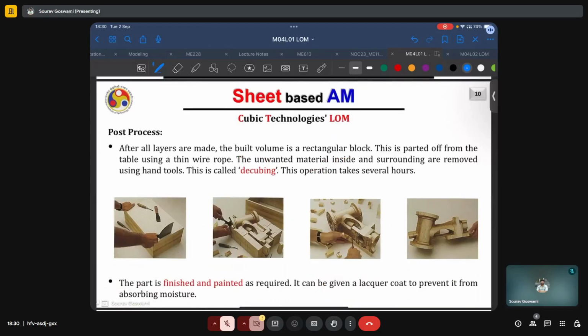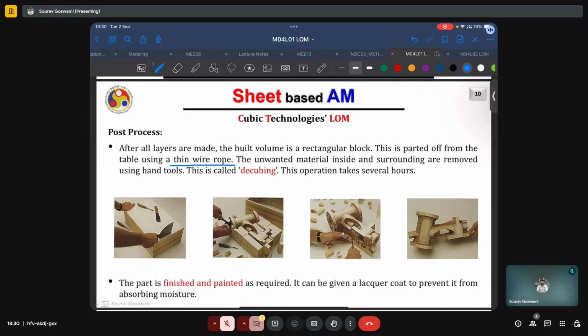Now, as we have been discussing, it is actually the post-processing step which takes the longest amount of time in LOM technologies. Once all the layers are made, the final built volume that we end up with is just a cuboidal block. This is parted off from the table using a thin wire rope. Typically, in the case of parts printed of metal, they will be separated from the build plate using wire EDM or an abrasive cutting process.